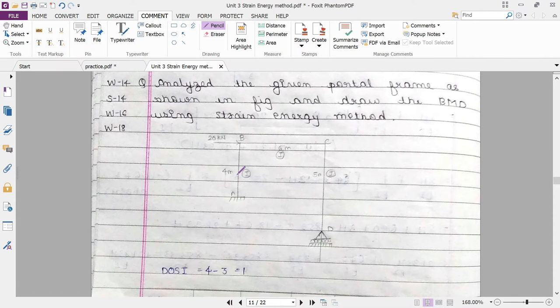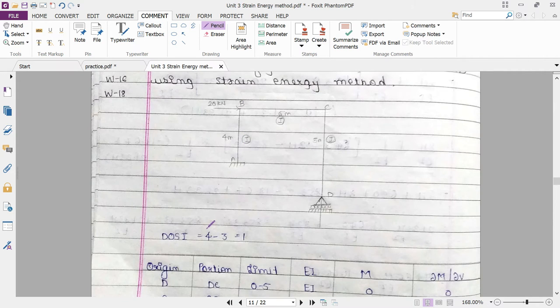The important thing here is, till now we have solved the numericals based on a pin jointed or pin supported portal frame, but here the support is a roller support at point D, and at support A it is a fixed support. So let us see, if this variety of support comes, how you are going to analyze this numerical by using the strain energy method. A horizontal load of 20 kilonewton is also acting at point B.